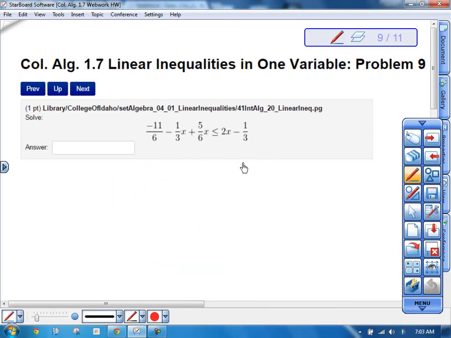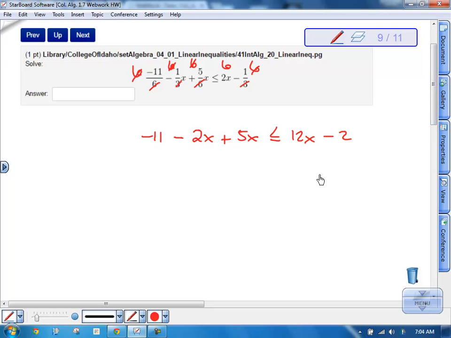Okay, another one that has fractions and an inequality, so I'd multiply through by 6, the least common denominator, to clear the fractions. If I do that, I get negative 11, minus 3 goes into 6 twice, so you get 2x, plus 6 goes into 6 once, so you get 5x, is less than or equal to 12x. 3 goes into 6 twice, you get negative 2. And now I just need to simplify this.